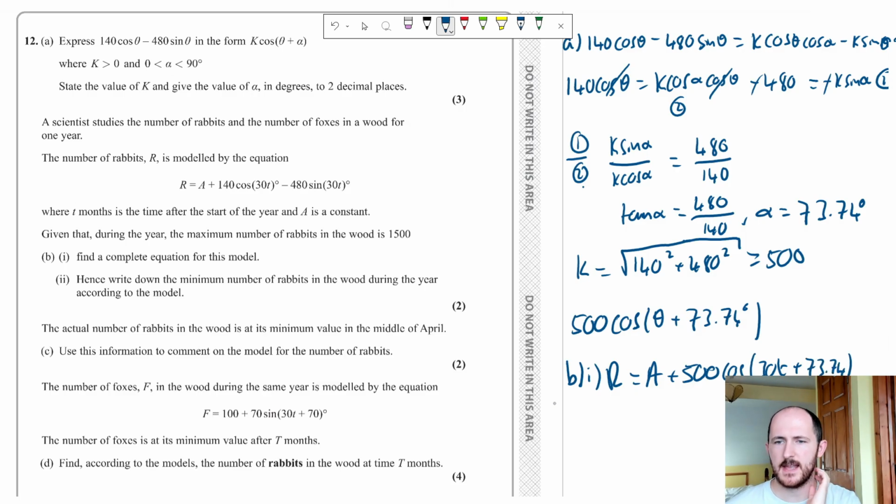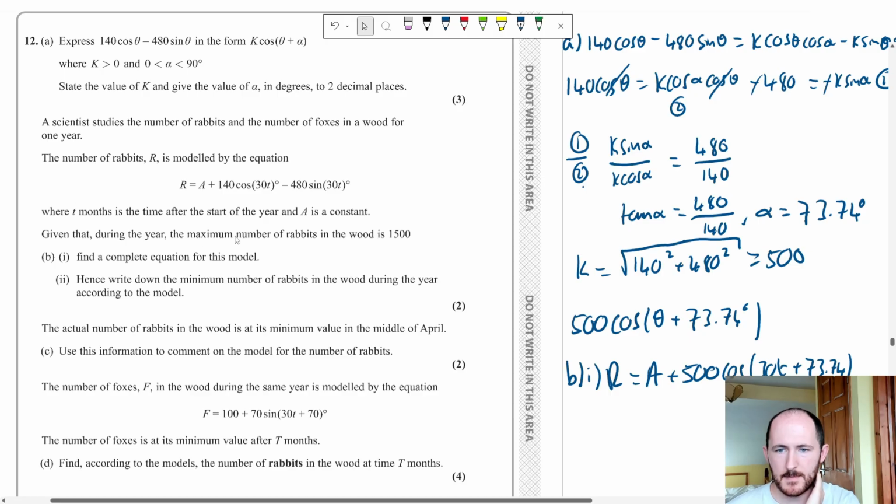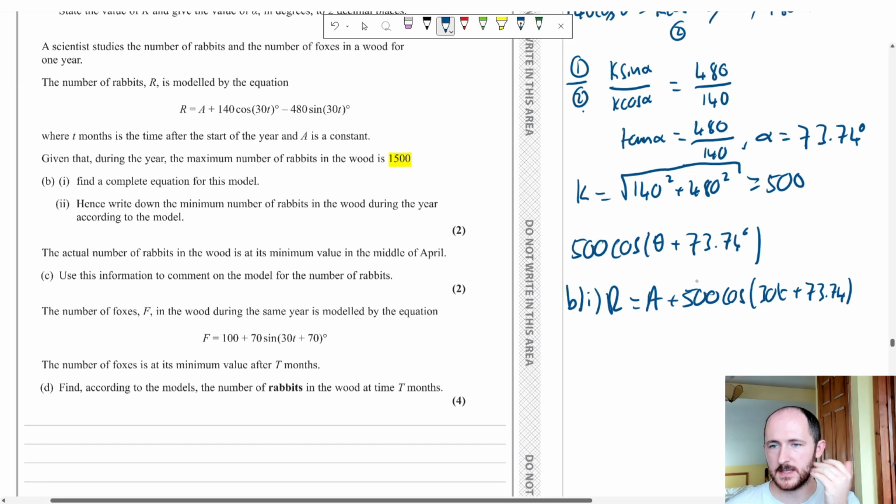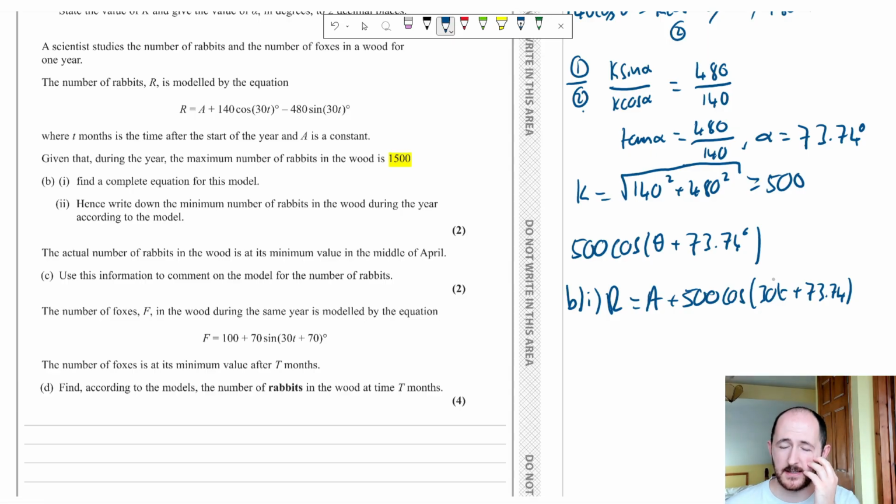And now it says that the maximum number of rabbits is 1500. So what does that mean? Well, it means that the biggest thing this whole equation can be is 1500. So if I have a look at this equation, some people try and differentiate, and differentiating does work, and then solving it and doing all that stuff, but there's a far easier way to do it, and that's this. The cos graph goes between -1 and 1.